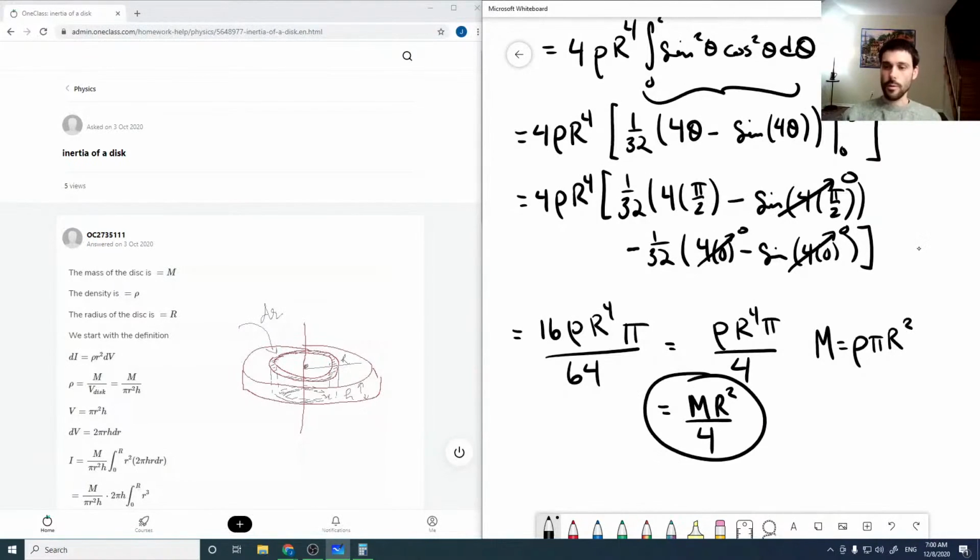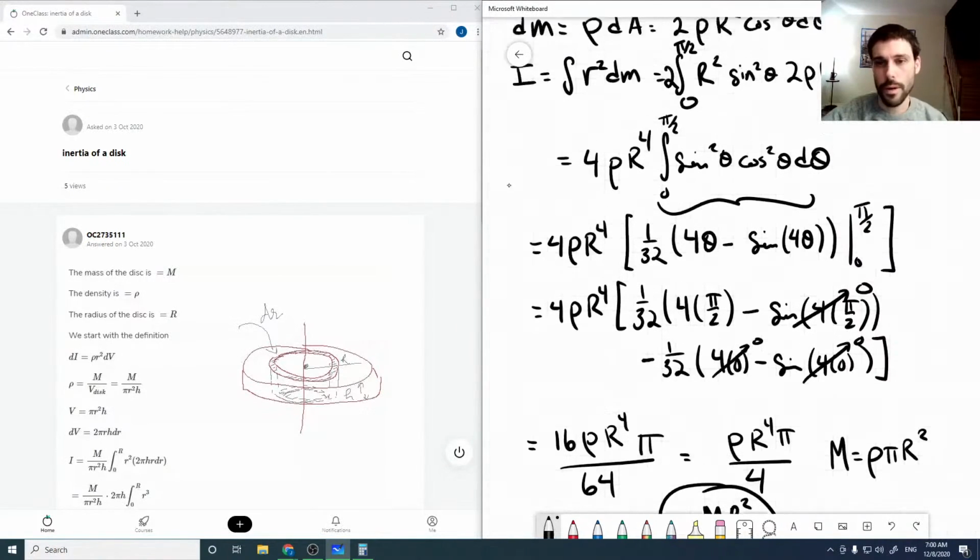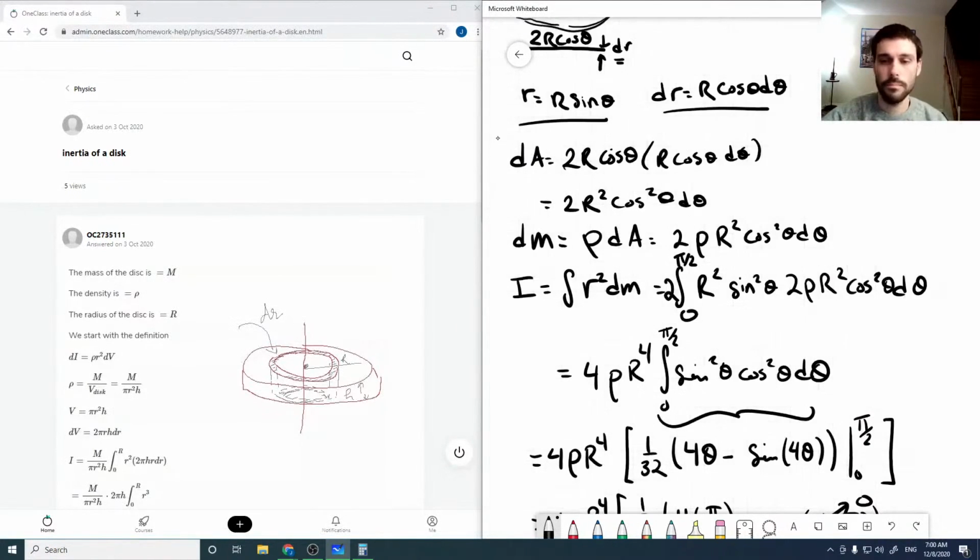And so there's our moment of inertia for a disk rotating about an axis which lies in the plane of the disk and goes through its center. So it's different because it depends on which axis you choose. And it takes a bit more work than the other kind, but not too much.